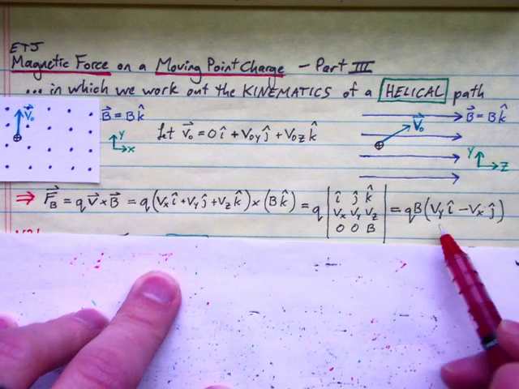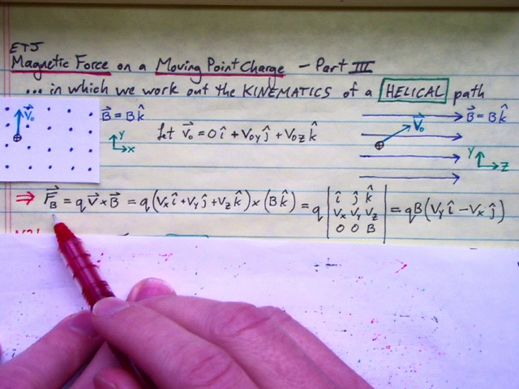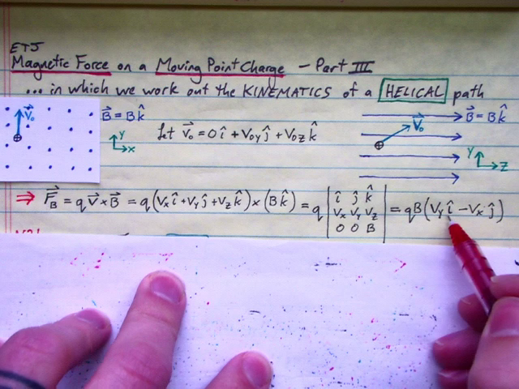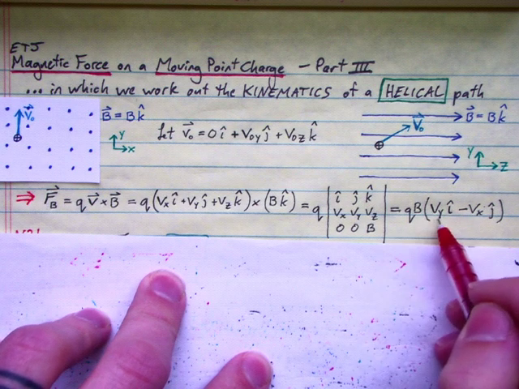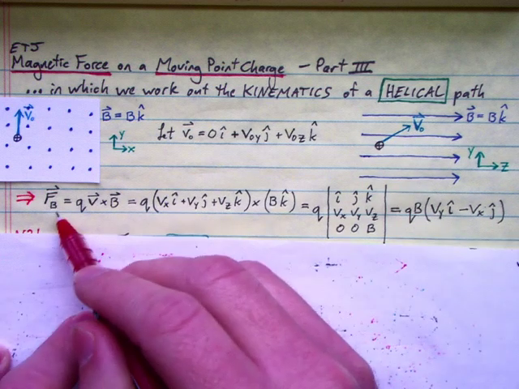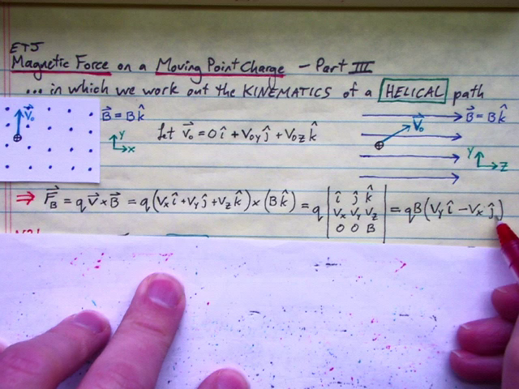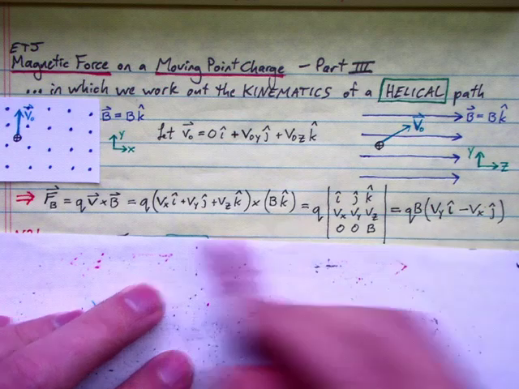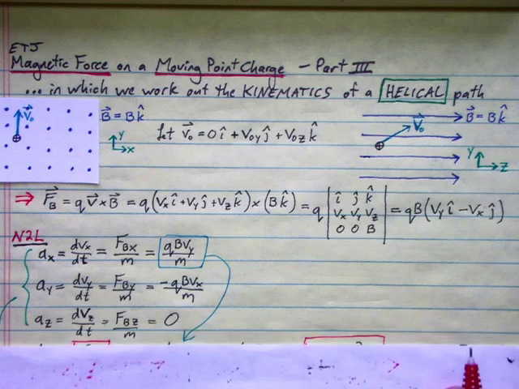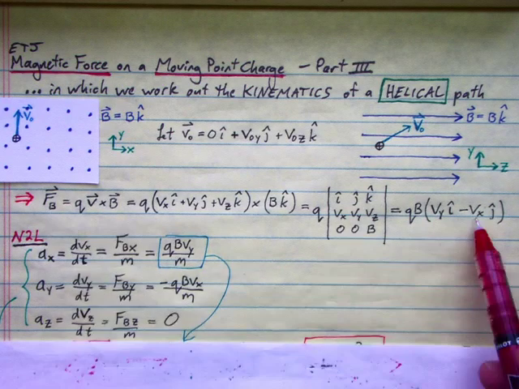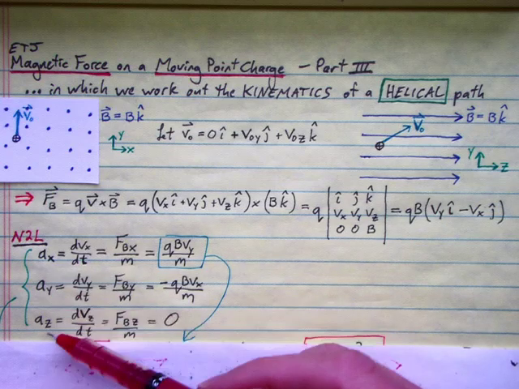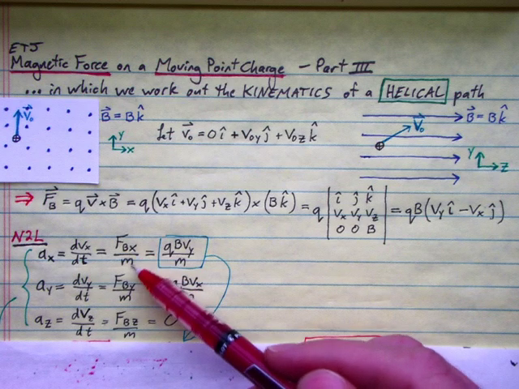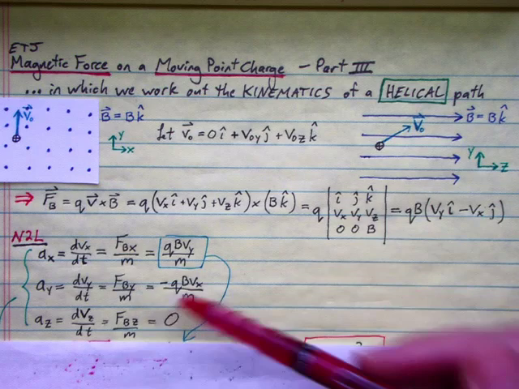Either way, you'll get to this expression for the magnetic force, which will have an x component that depends on Vy as a function of time, and the magnetic force will also have a y component that depends on Vx as a function of time. Let's go now to Newton's second law. We've got our force components, so now we can write down our acceleration components. Ax is dvx/dt is Fbx over m, and likewise for the y and z components.